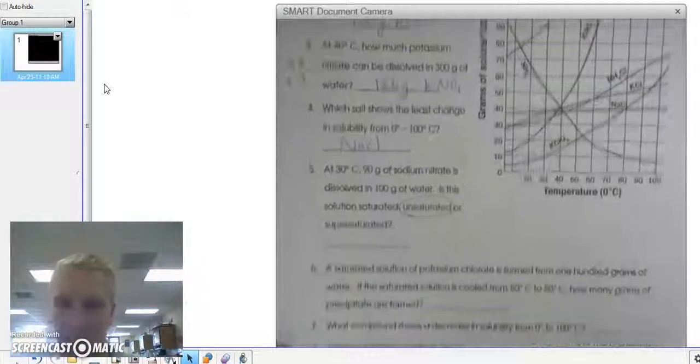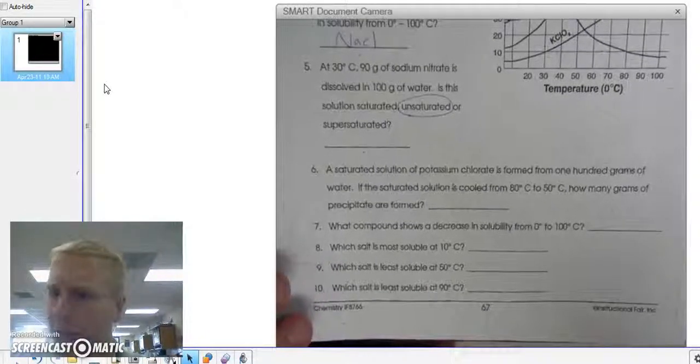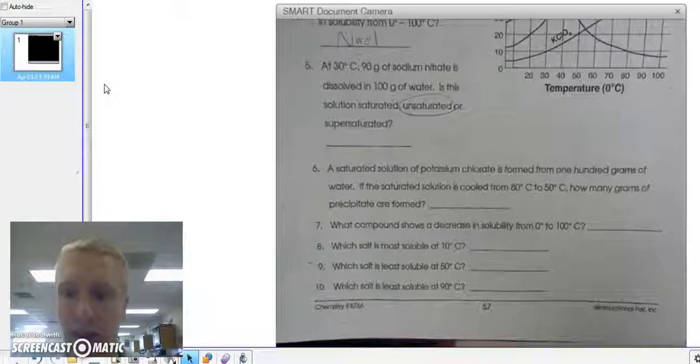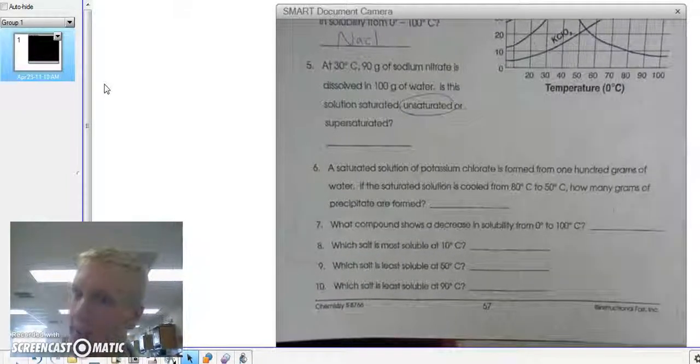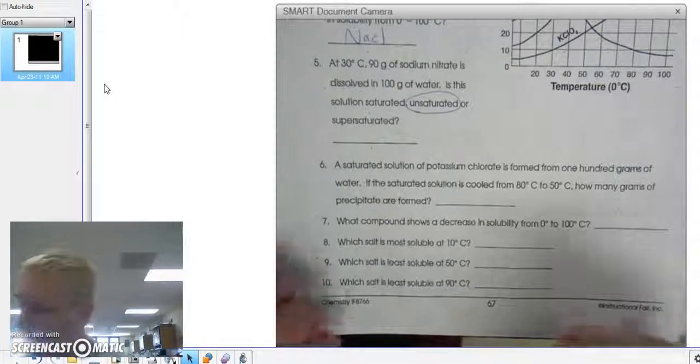Alright, next, a saturated solution of potassium chloride is formed from 100 grams of water. If the saturated solution is cooled from 80 degrees Celsius to 50, how many grams of precipitate are formed?